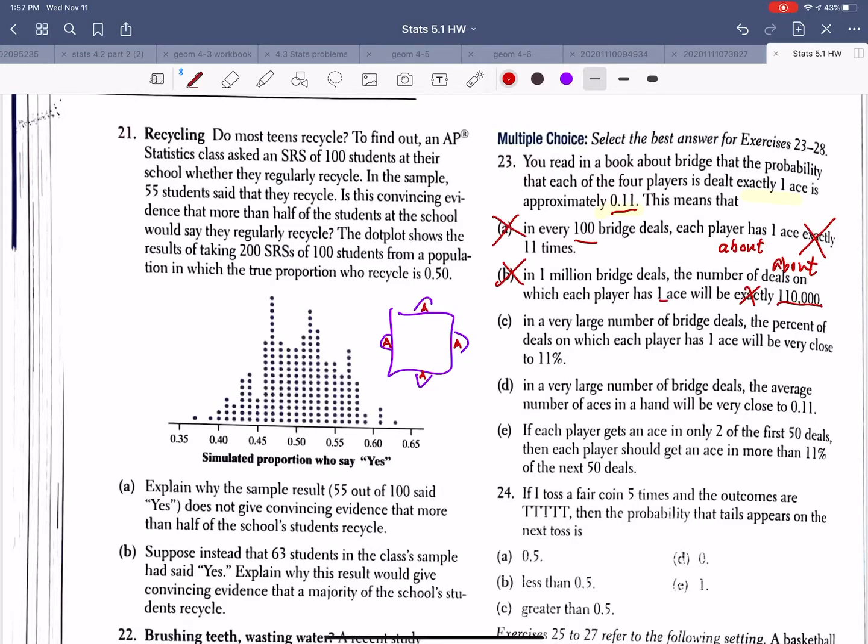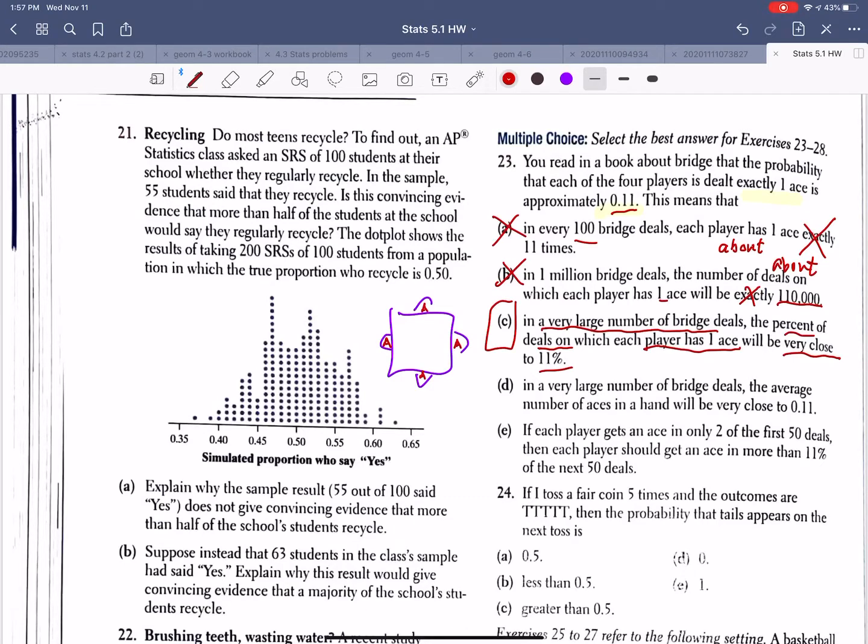So looking at C, it says in a very large number of bridge deals, the percent of the deals in which each player would have one ace would be very close to 11%. I like it. This is like our script. This matches what we're looking for.